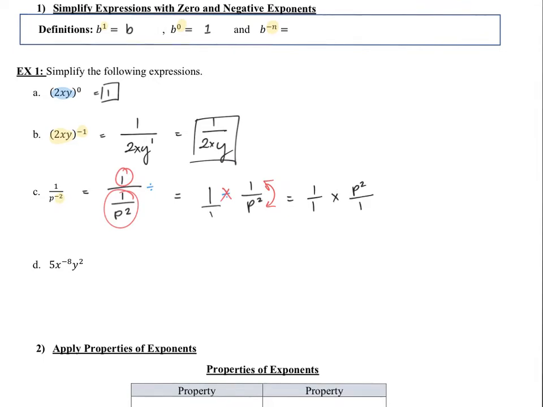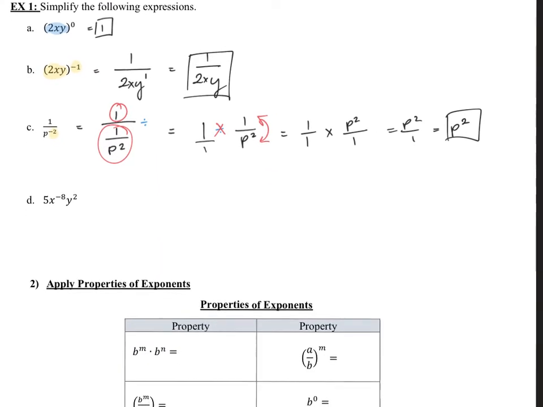All right, and then multiplying this out, I get p to the second power over 1, which is p to the second power. And that is my answer. Once again, if you have any questions on any of these sort of in-between steps, like how to do the multiplication of fractions, please let me know, and I'll send you either a video link or some other form of assistance.